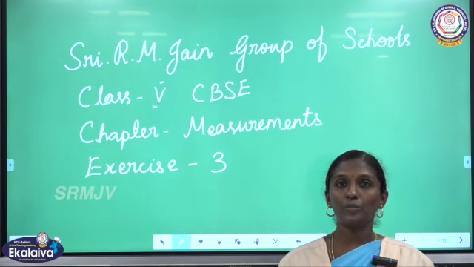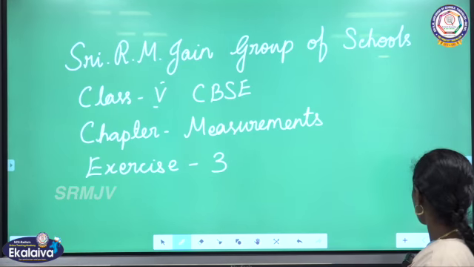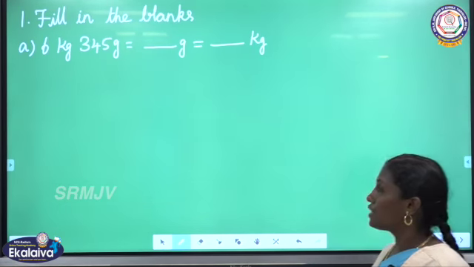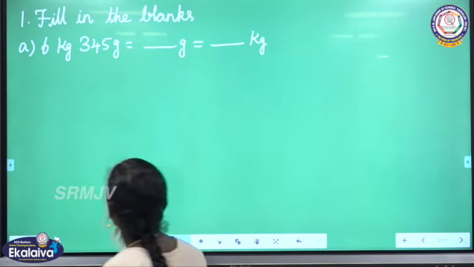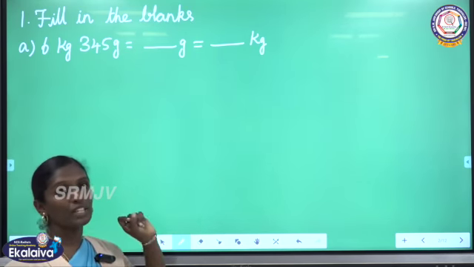Today we are going to do the problems in exercise 3 from the chapter measurements. First question, fill in the blanks. 6 kilogram and 345 gram. We are going to write in gram and kilogram.